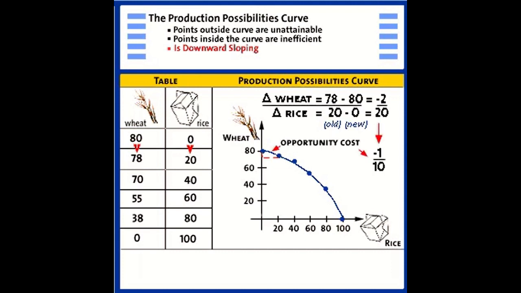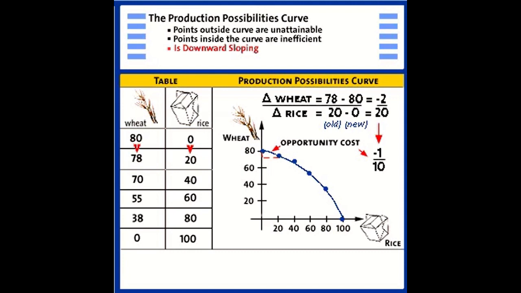Notice something else, that if we draw a line connecting these 2 points, the original point of 80 and 0, and the new point of 78 bushels of wheat and 20 bushels of rice, the slope of that line is going to be the change in wheat production divided by the change in rice production. Now remember, what's the formula for the slope of a line? The rise over the run.